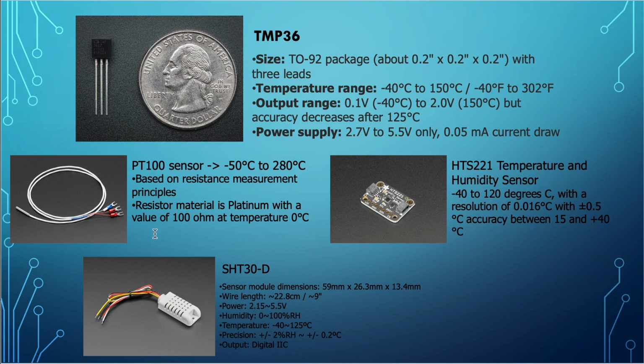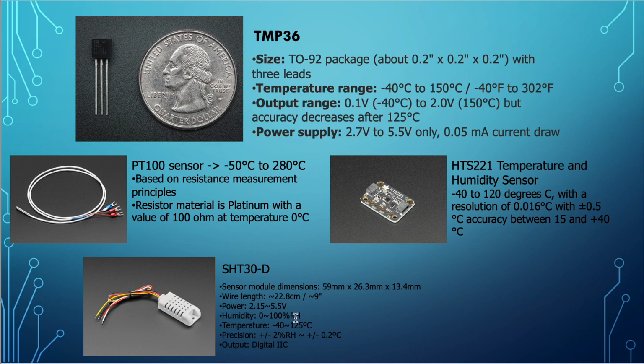Then we have the PT100 sensor, right? It has a more vast range. It goes up to 280 degrees Celsius. That is more than the TMP36. So if the requirements are higher than 150, we can use this one. There's the HTS221 temperature sensor. This product's range would be similar to TMP36.